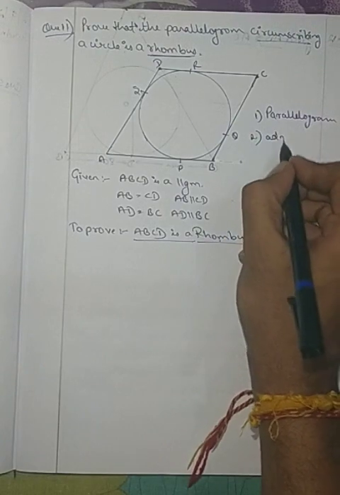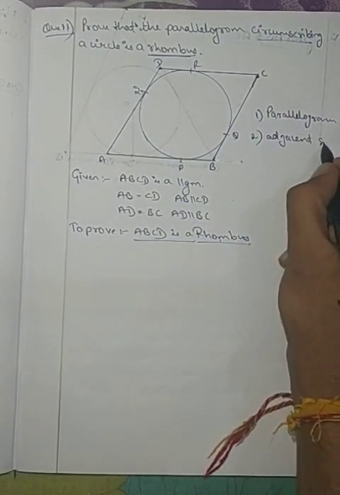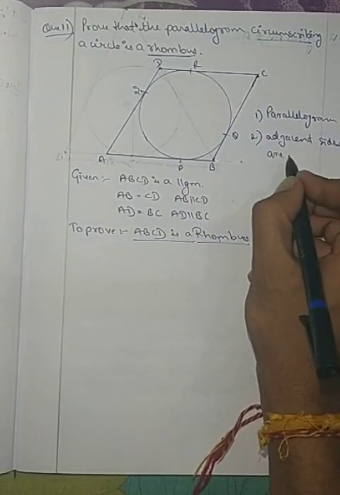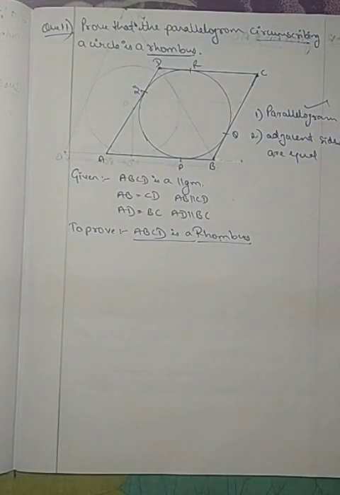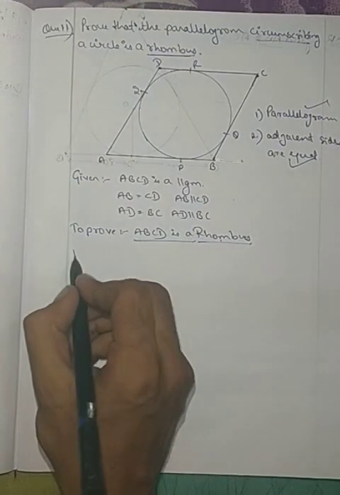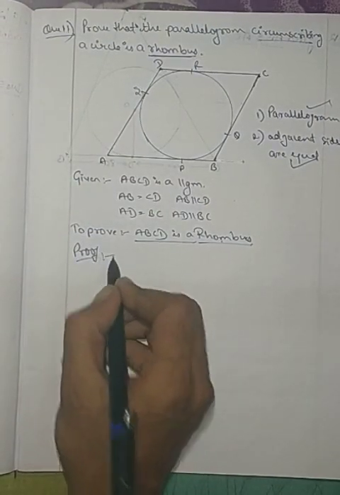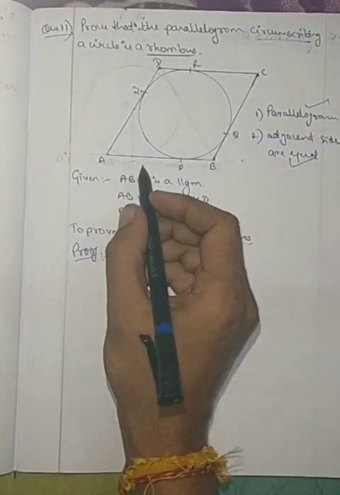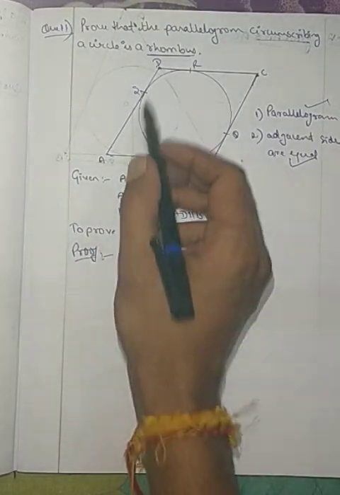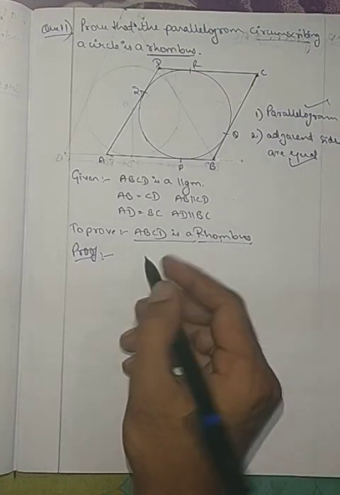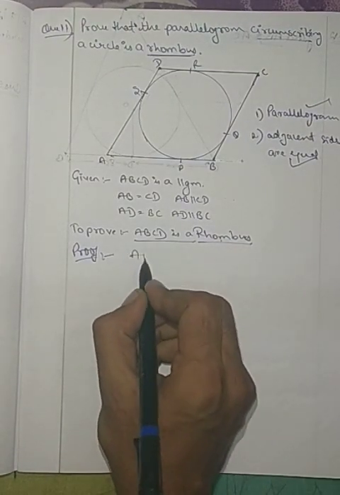Second, adjacent sides are equal. Parallelogram is already given. We need to prove that adjacent sides are equal. So let's start. I will try to prove that AB and DA are equal. Let's start. What we have?